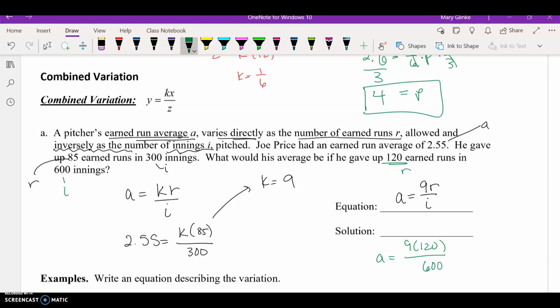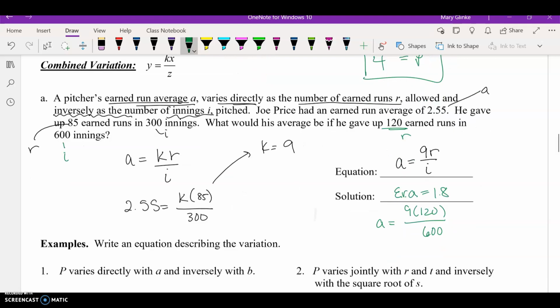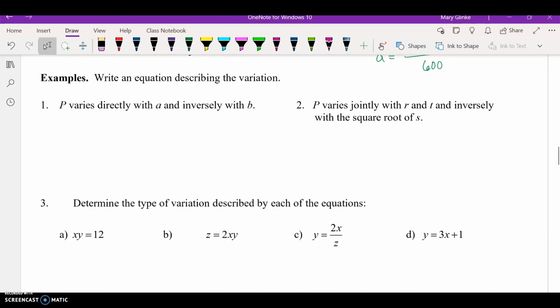So your earned run average, or your ERA, is going to be 1.8. So now what we're going to do is a couple word problems and look at some equations and some graphs and put it all together. So I'd like you to look at 1 and 2, pause the video, try it for a couple minutes by yourself, and then come back and see if you got the right answer.